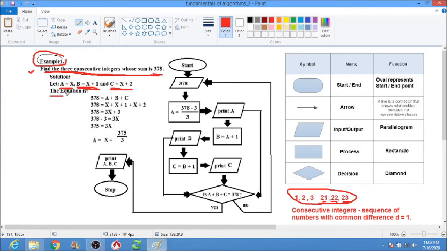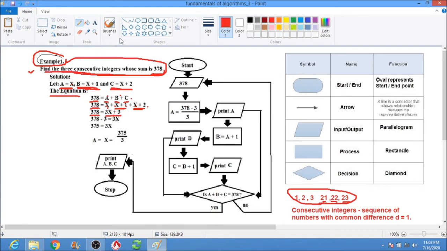Then the equation is, of course, the sum. Recall your algebra in senior high school. We have the equation 378 equals A plus B plus C. But A equals x, B equals x plus 1, and C is x plus 2. So 378 equals x plus x plus 1 plus x plus 2. So we have 3x, and 1 plus 2 is 3. So we have 378 equals 3x plus 3.